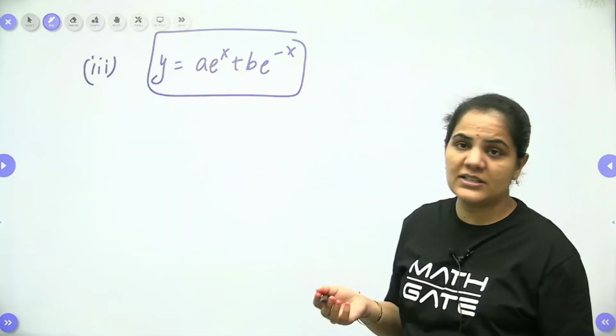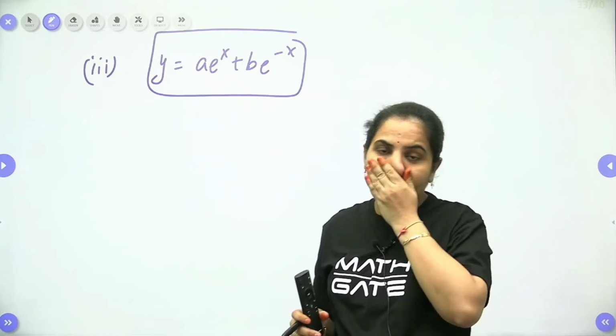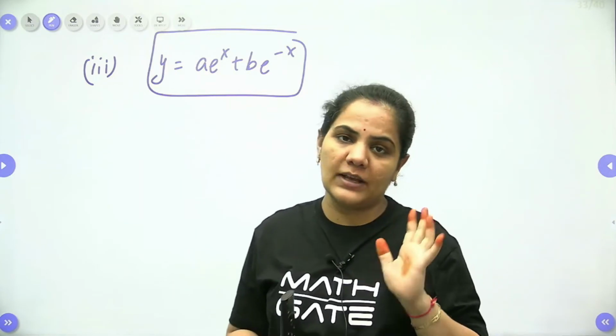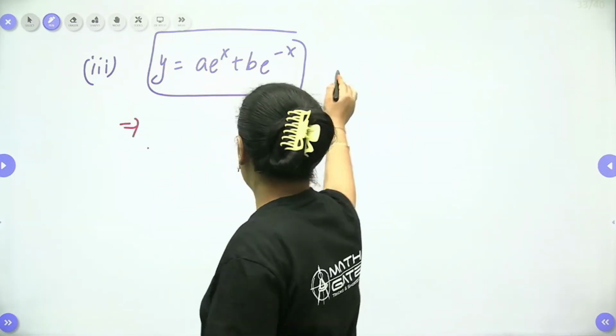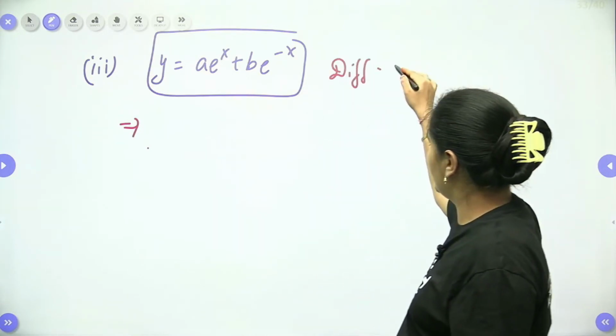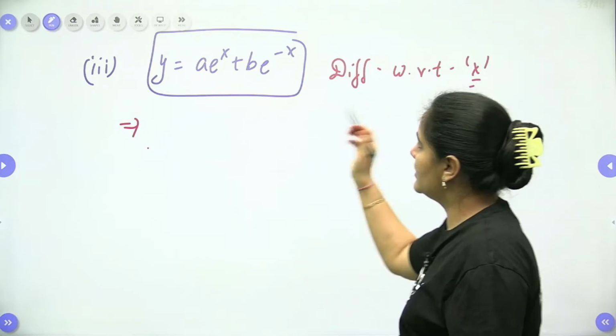We have to differentiate this one again. Yes. Now here we are having two arbitrary constants, so it's sure that we have to differentiate two times. Now how? Let's have discussion. So first of all, let's differentiate with respect to x only one time, both the sides.